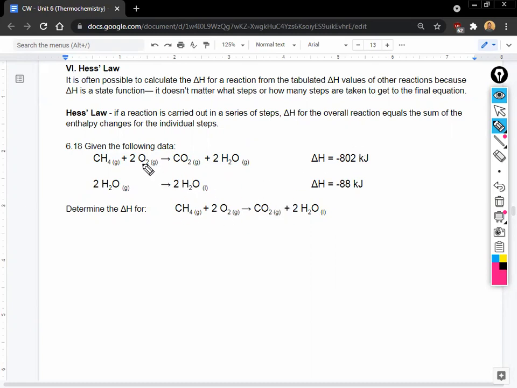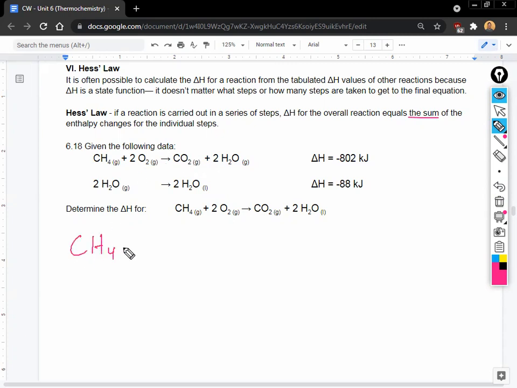Okay, so what we're gonna do instead is, like it says here, we're gonna have to find the sum of the enthalpy changes. So if you notice, we have CH4 and O2, CH4 and O2, and on the right side we have CO2. So it's very similar to this first equation. The only difference is that we need to change the H2O gas into H2O liquid. So basically what we're going to be doing is combining these two equations together, okay? And it's a lot easier than it sounds. So you can think of it this way.